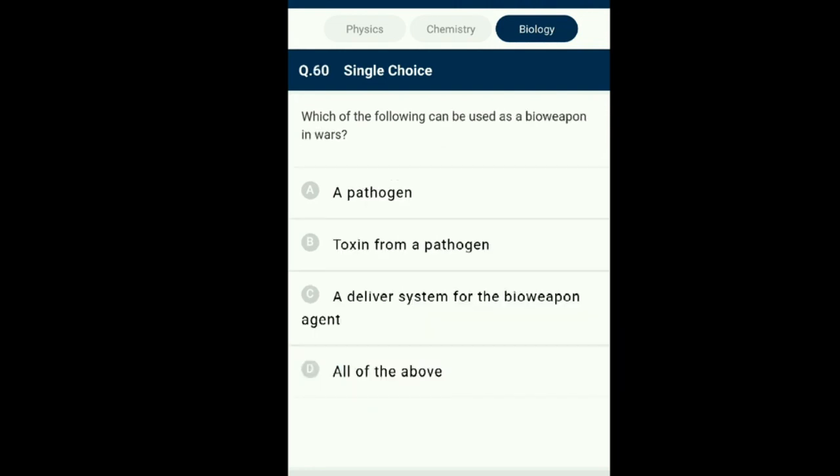Question number 60. Which of the following can be used in wars? Biowar is a type of war where infectious agents are utilized with the intention of killing humans, animals or plants or incapacitate them. The weapon of biological origin can be the pathogen or toxin compound. It can also be a good delivery system for the bioweapon agent. So the answer is option D. From the given following, all of the above are used as bioweapon in wars.